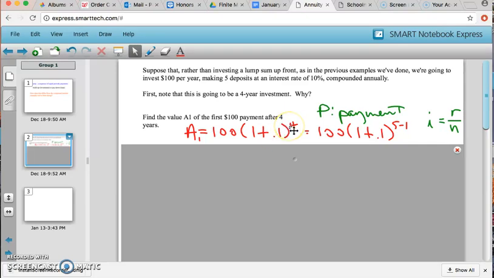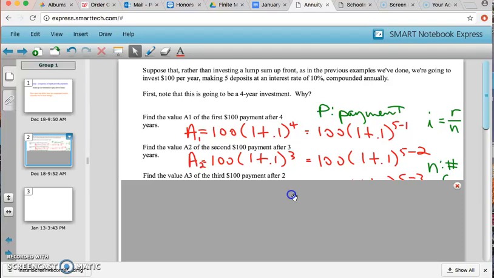And then to the nt, well, we're making the payments over 4 years. So the first payment will be in there for a total of 4 years to earn interest. So we're raising it to the 4th power. I'm going to write that a little differently over here to the right. I'll just write it as being to the 5 minus 1 power. And the reason for that is to help you to be able to see the pattern that's happening here. Second payment, A sub 2, it will start out the value of $100.